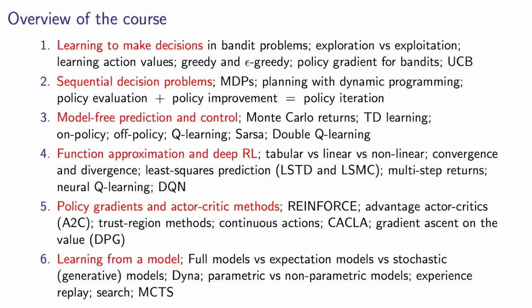Then, of course, we moved in the second lecture to sequential decision problems. We discussed Markov decision processes, how to plan in these with dynamic programming, and also the general framework of policy evaluation plus policy improvement, which then together is called policy iteration. And that's more general than dynamic programming, although these terms are often used in the context of dynamic programming. The idea of doing policy evaluation and then doing policy improvement in order to get good policies is very general and basically underpins most of the reinforcement learning algorithms for finding optimal policies.